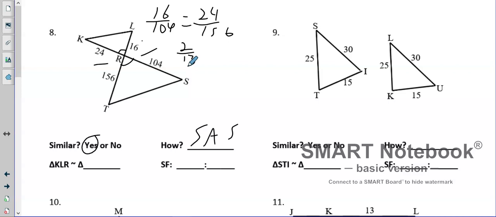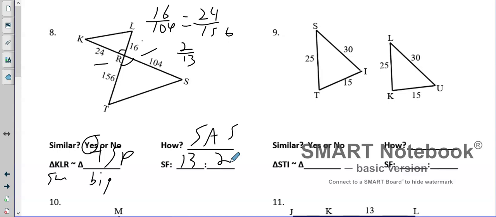Now remember, on this one, we're going from KLR, the small, to the big. All right? So KLR, we got to look at these letters here, and we're going to say TSP to go in the same order. And since we're getting bigger, instead of writing 2 over 13, we're going to write 13 to 2, because we're trying to get bigger. So we write the bigger number first. Basically, the big triangle is 6.5 times the size of the small triangle.